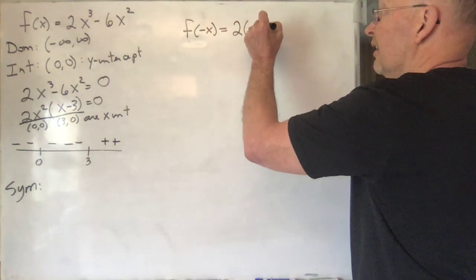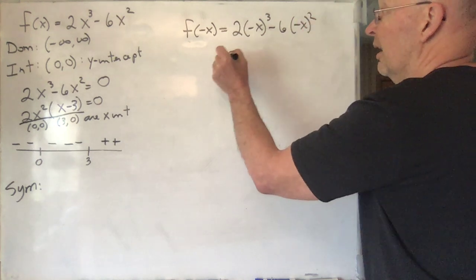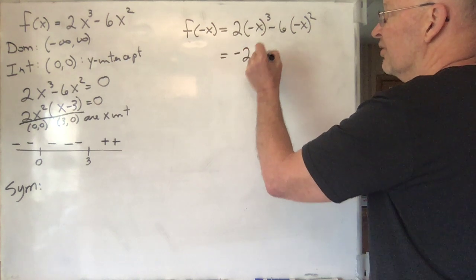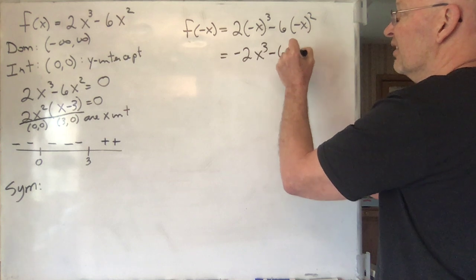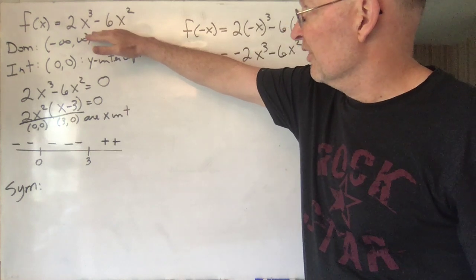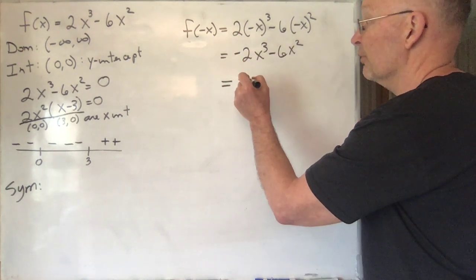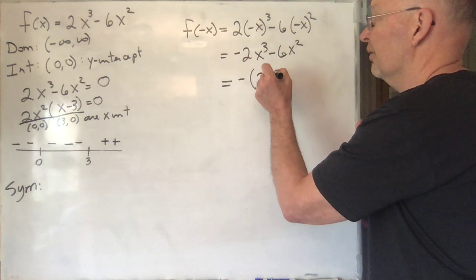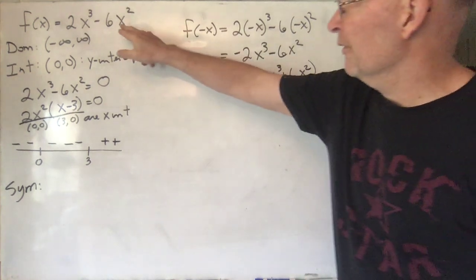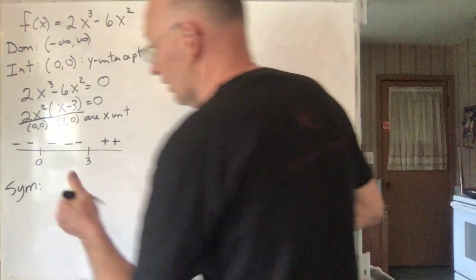So we're going to get 2 times negative x quantity cubed minus 6 times negative x squared. And when you pull the negatives out, you're going to end up with a negative 2x cubed. This is just going to go away, minus 6x squared. I look at this and I say, oh, it's not the same as my original function. If it were exactly the same, I would have an even function. Nor is it the negative of the original function. I could factor a negative out of here, but if I do, I'm now left with 2x cubed plus 6x squared. So if I try to write it as a negative, nope, I have a different function than I began with as well. So it's neither even nor odd, no symmetries at all. So we can say none.